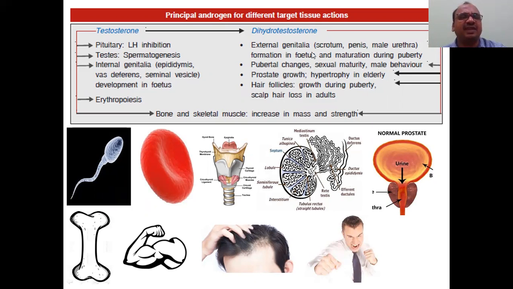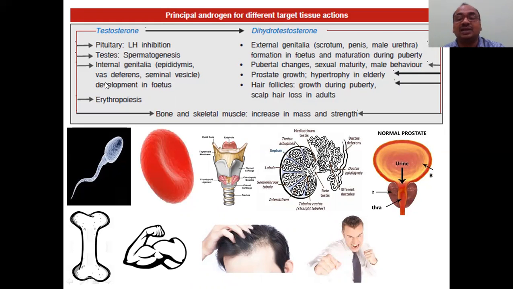This is the very important thing, and here you can see all the images so that you can keep them in your mind. This image I have collected from the Tripathi pharmacology book only. Testosterone will be converted into DHT, dihydrotestosterone, like this. These are the actions. See this side, all these are the actions of testosterone. Pituitary gland, luteinizing hormone inhibition. Just now we saw in the last slide. Testis, spermatogenesis, and internal genitalia.